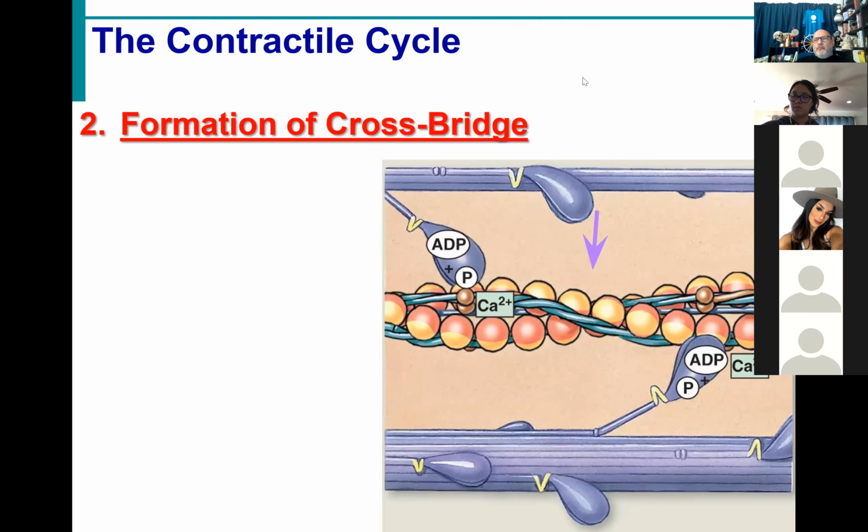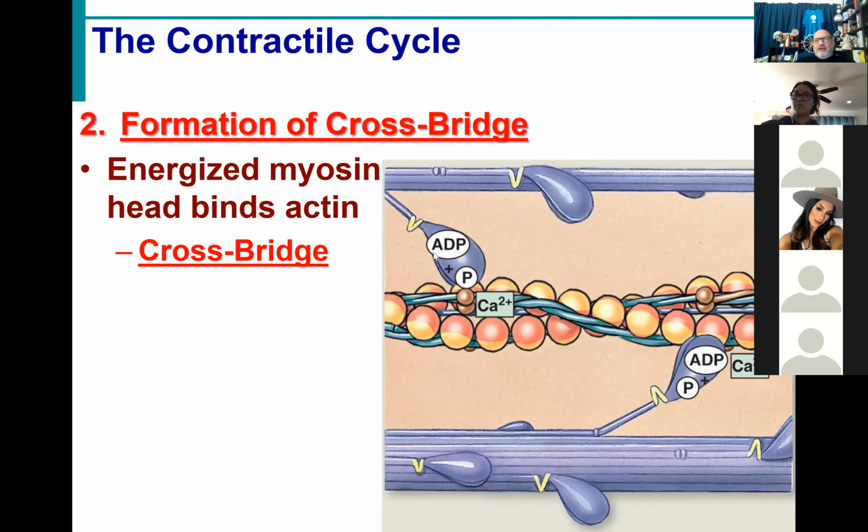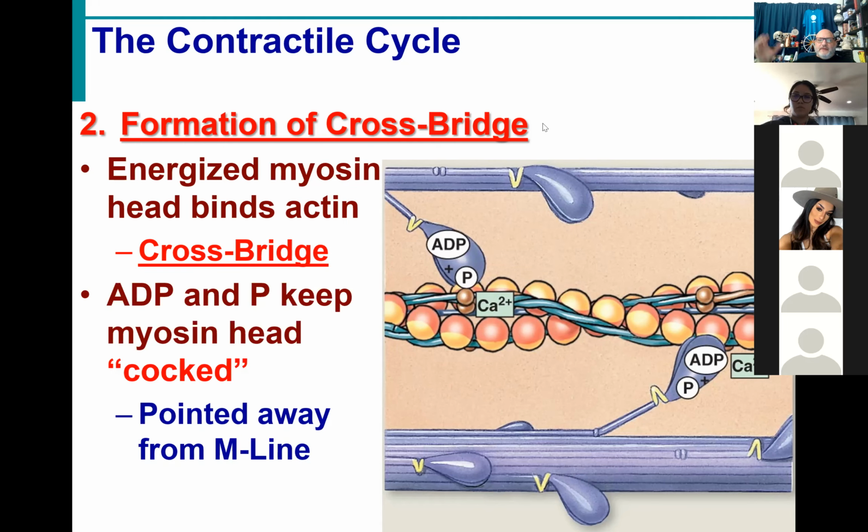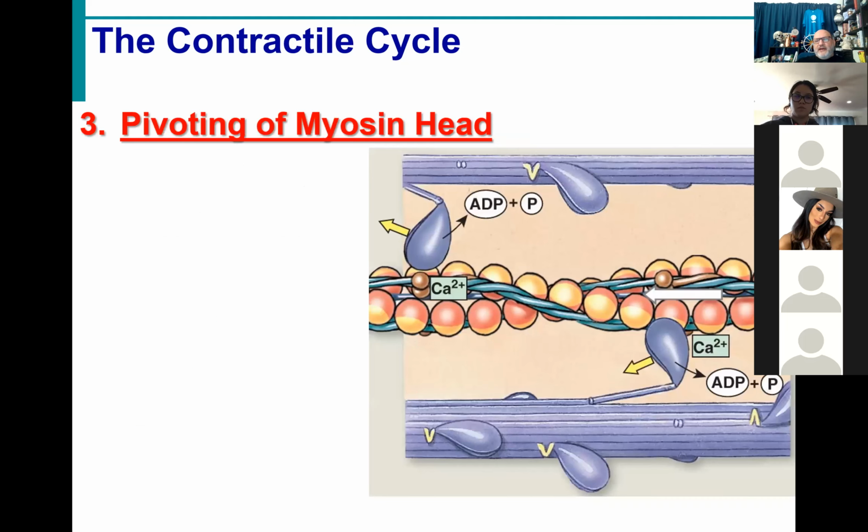It is going to form a cross bridge. That energized primed myosin head binds to the actin, forming that cross bridge. Once it forms its cross bridge, it's in that primed, cocked position away from the M line. What's it going to do next? Perform the power stroke. Absolutely. Those myosin heads are going to pivot.